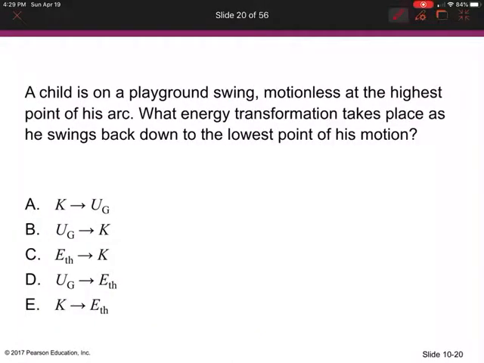So this one is saying a child on a playground swing is motionless at the highest point of his arc. What energy transformation takes place?